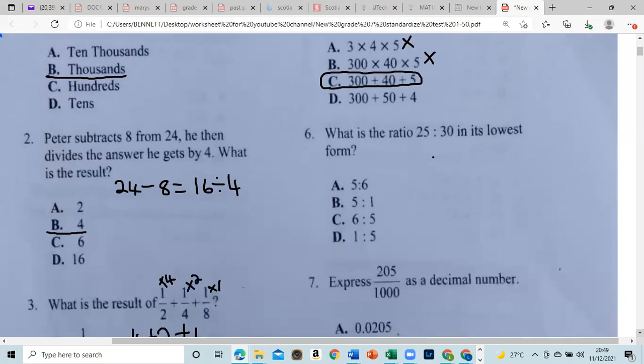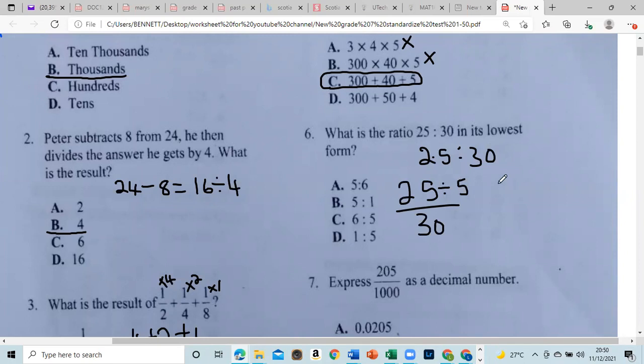All right. What is the ratio 25 to 30 in its lowest form? So notice that they say in its lowest form. So what we need to do is break down this 25 to 30. If you want, you can put it as a fraction, all right? Doesn't matter. So we're going to find a number that can go into 25 and 30 without a remainder. Let me do the fraction here so people can see it. It's very important to me that you understand exactly what's happening. So we can divide by 5.